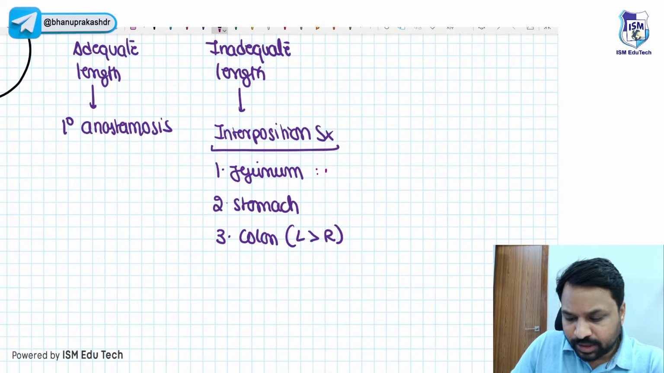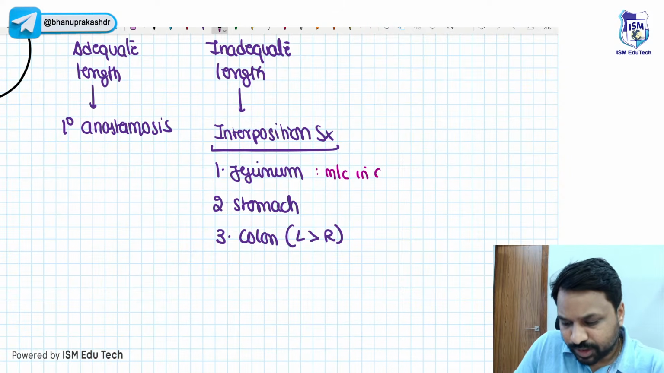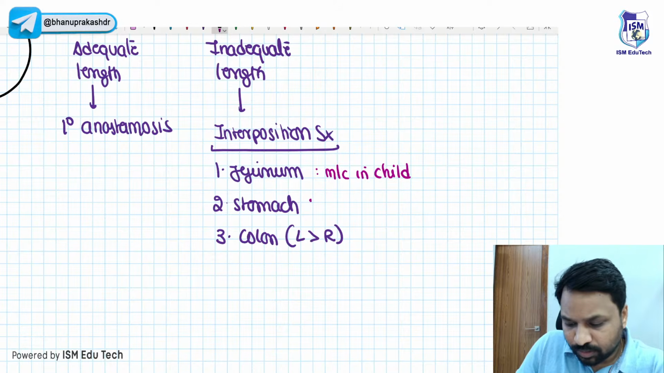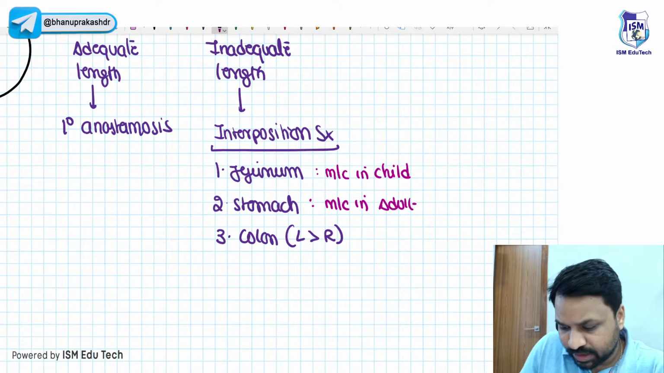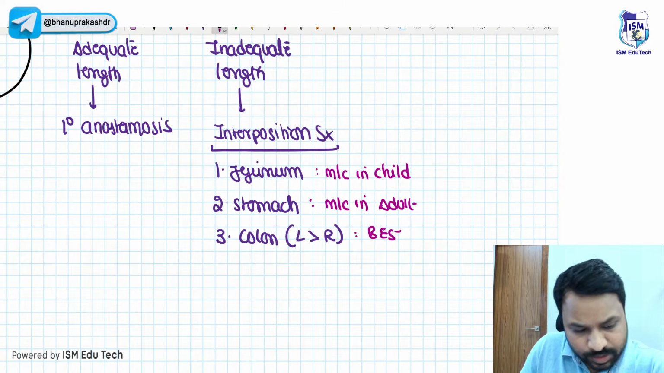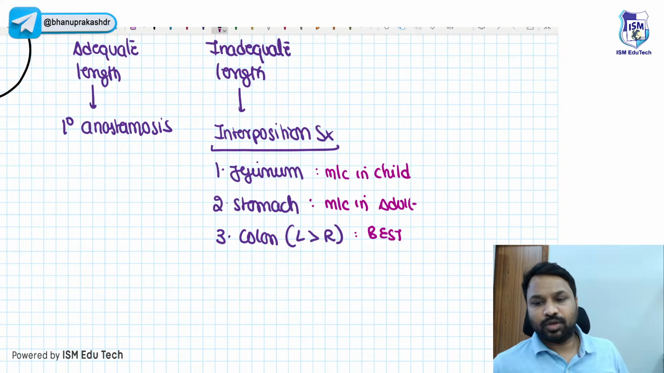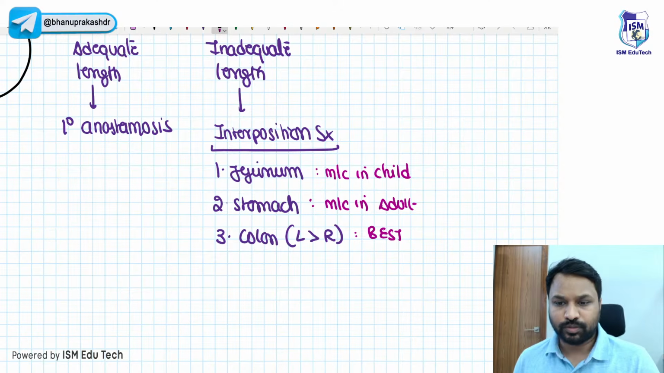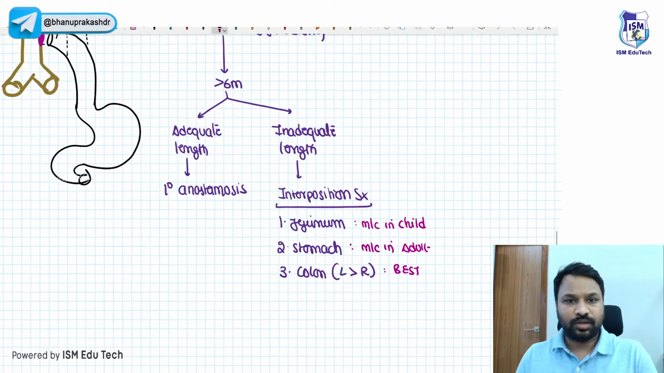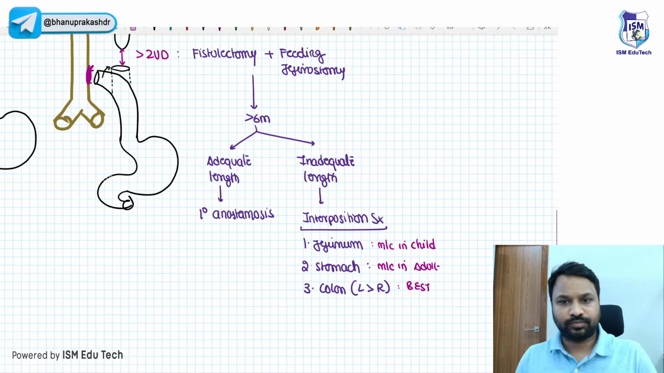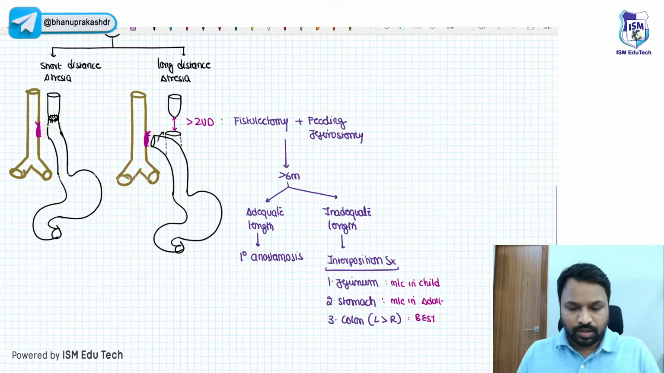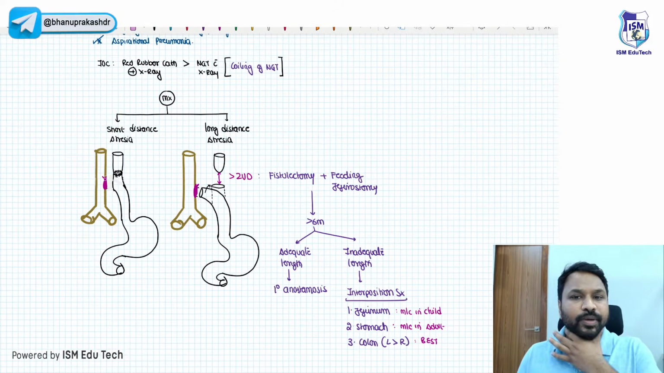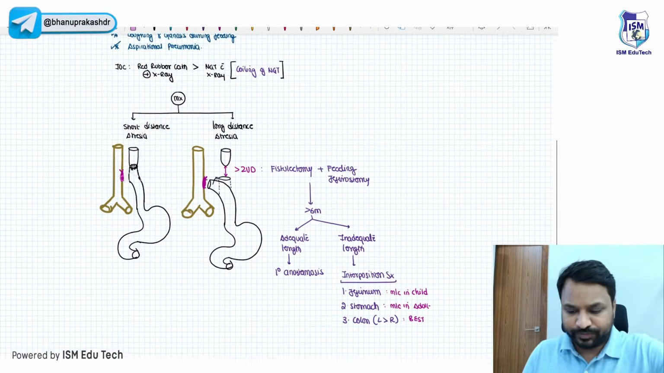So the most common in children is jejunum. Most common in adults, it is going to be stomach. Overall best, it is going to be colon. So this is again a very, very important topic from the exam perspective, right?